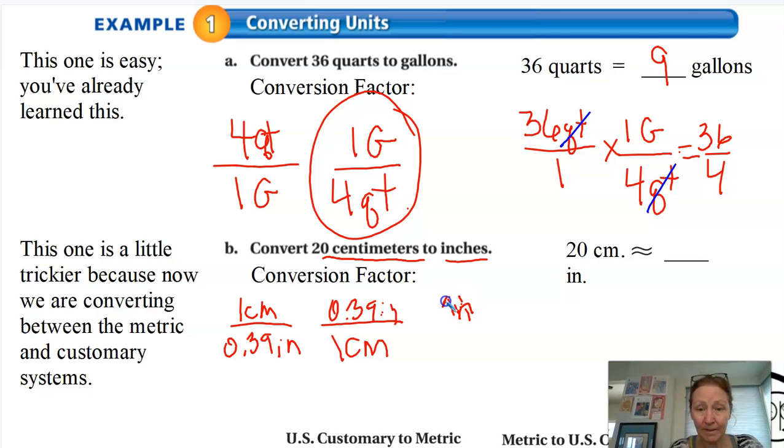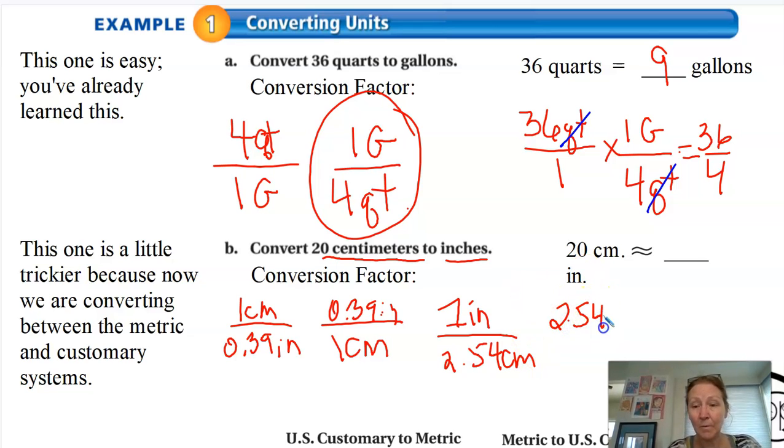So I could do 1 inch, if I could ever write that with my pen. Okay, 1 inch, that looks horrible. Let's go ahead and erase that. Okay, so I've got 1 inch is equivalent to 2.54 centimeters. So if I turn that around, then I get 2.54 centimeters is equal to 1 inch. Okay, now with that, I can take this 20 centimeters.